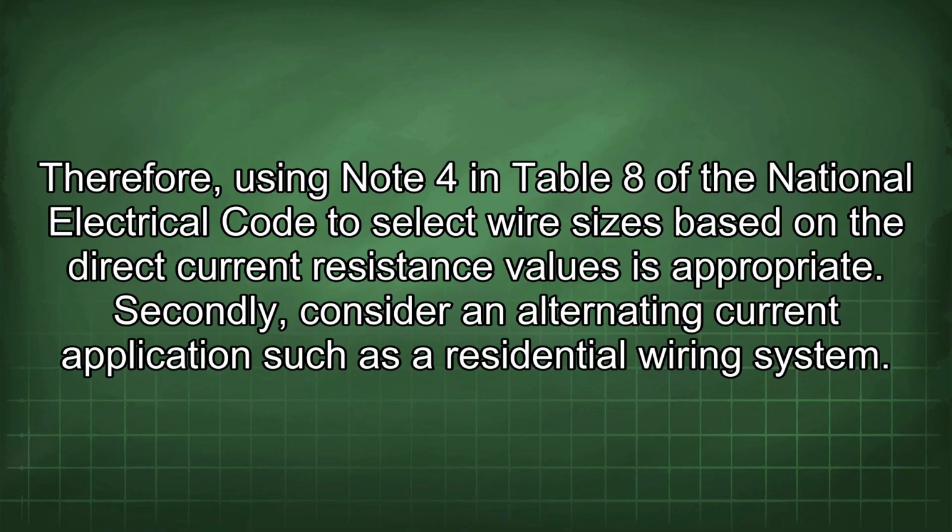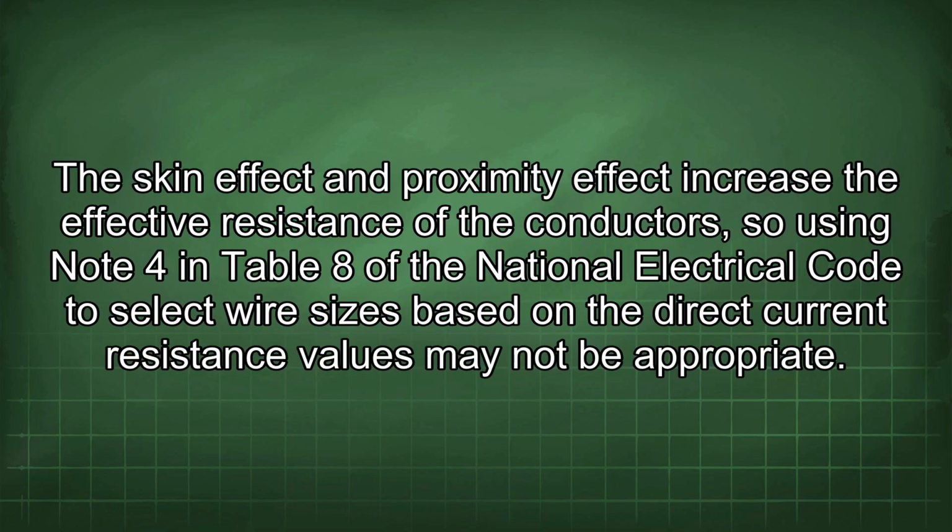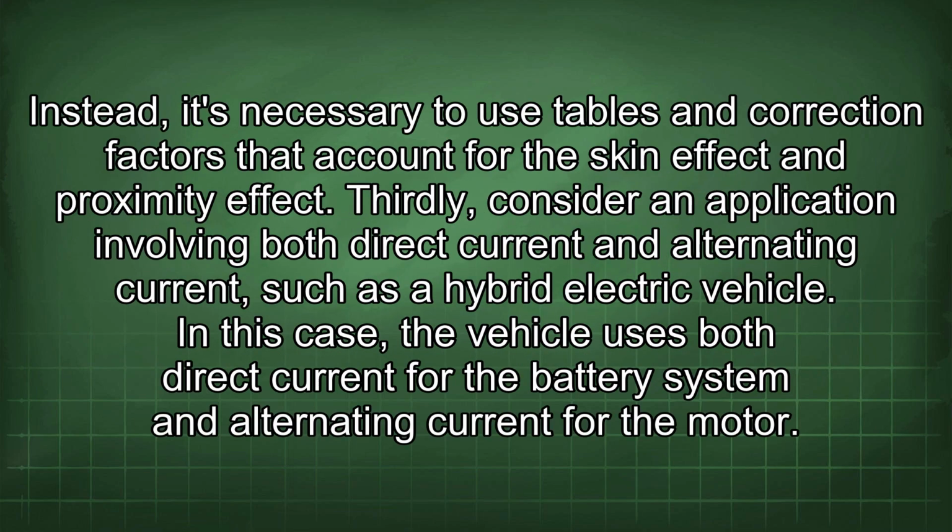Secondly, consider an alternating current application such as a residential wiring system. In this case, the current is alternating current, and the alternating current resistance of the conductors is the primary factor affecting voltage drop. The skin effect and proximity effect increase the effective resistance of the conductors, so using Note 4 in Table 8 of the National Electrical Code to select wire sizes based on the direct current resistance values may not be appropriate. Instead, it's necessary to use tables and correction factors that account for the skin effect and proximity effect.